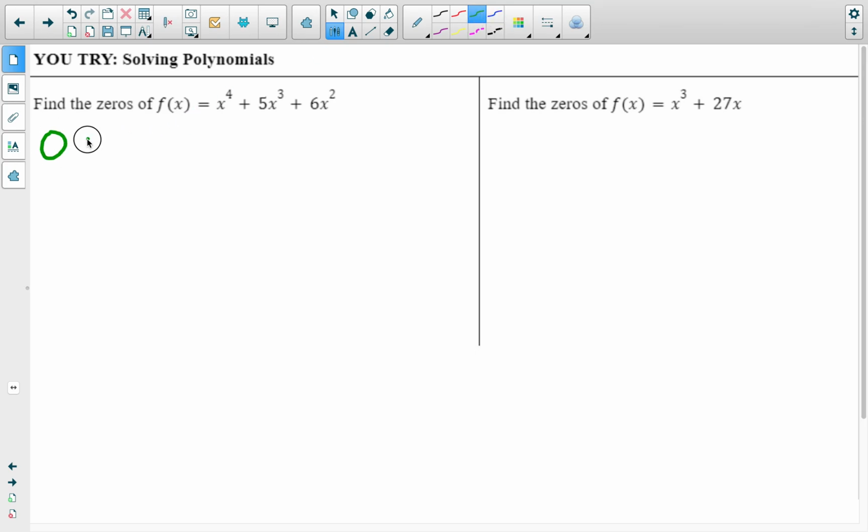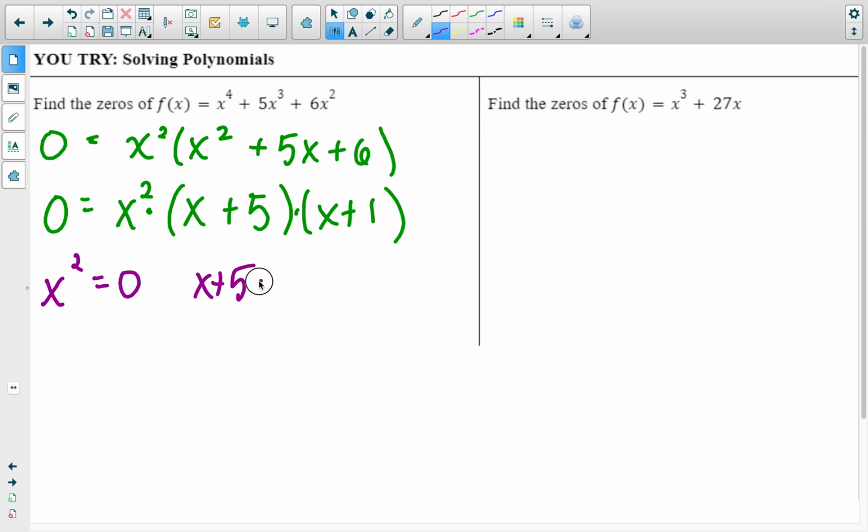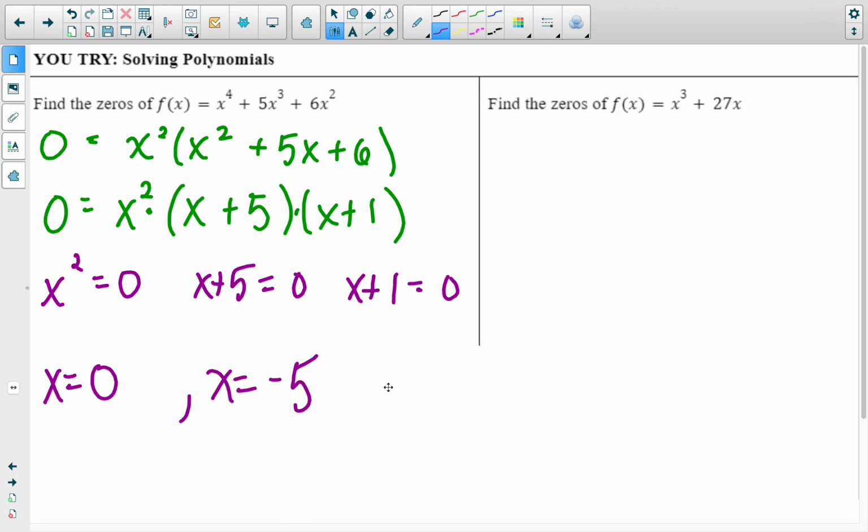All right, hopefully when you took a look at this one, you factored out a greatest common factor of x squared first. You're left with x squared plus 5x plus 6. Okay, and then we can also factor this trinomial even further, right? x plus 2, x plus 3. And then from here, we can set each of our factors equal to 0, okay? x squared equals 0, x plus 5 equals 0, x plus 1 equals 0, meaning that taking the square root of both sides, x equals 0. We don't have to worry about a plus or minus because 0 is neither positive nor negative. x equals -5 and x equals -1.